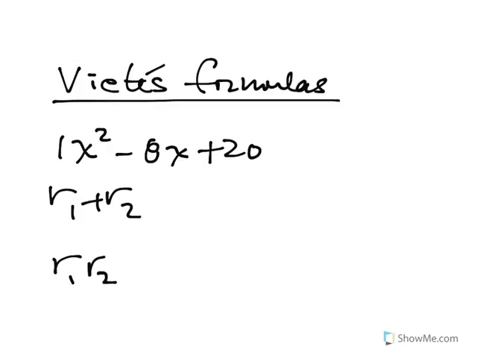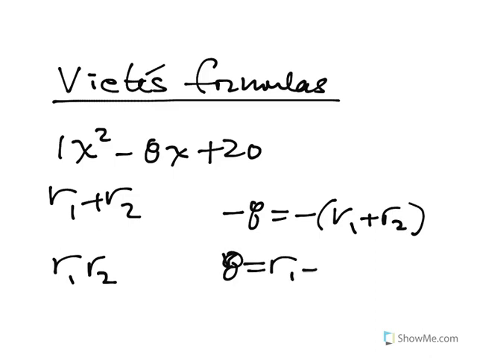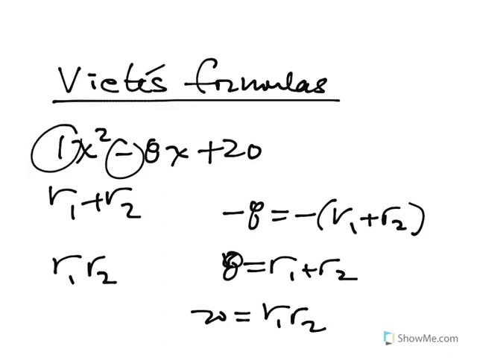So coming back here, negative 8 is negative the sum of the roots. In other words, 8 is the sum of the roots, and 20 is the product of the roots. So you do have to change this sign. Now that's if there's no coefficient in front of here.